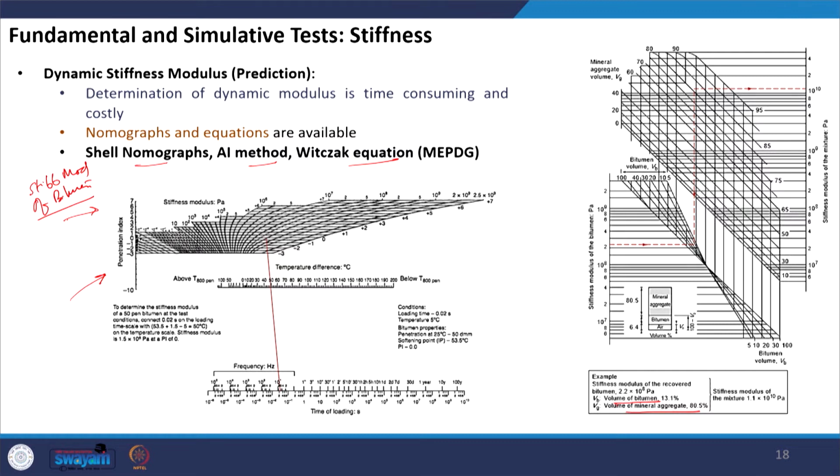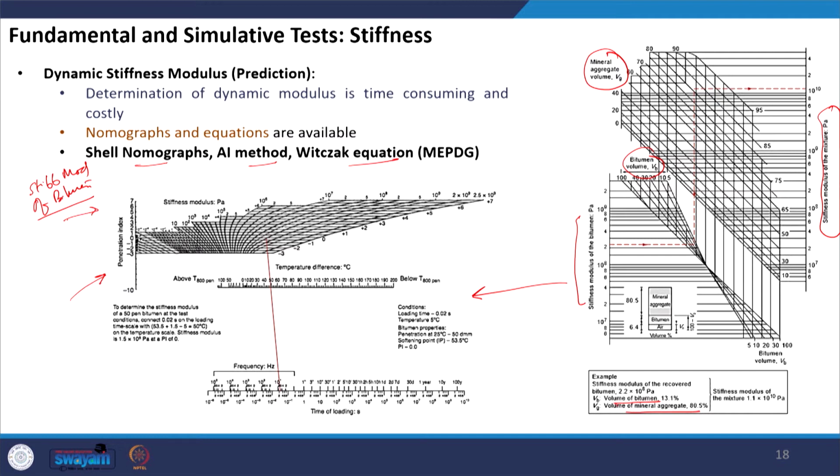Using all these 3 input parameters, that is the stiffness modulus of bitumen, which we have got from this nomograph, the volume of bitumen and the volume of mineral aggregate, we can use this nomograph to predict the stiffness modulus of the asphalt mixture.